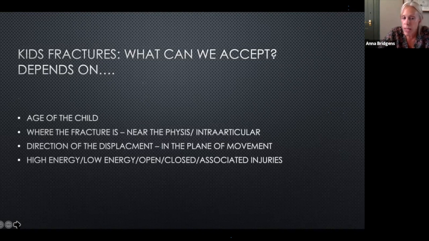The direction of displacement: if the fracture is angulated dorsally, for example, in the plane of movement, that has a lot more potential to remodel than a fracture which is rotated. High energy fractures may have more of a risk of non-union because of periosteal stripping.